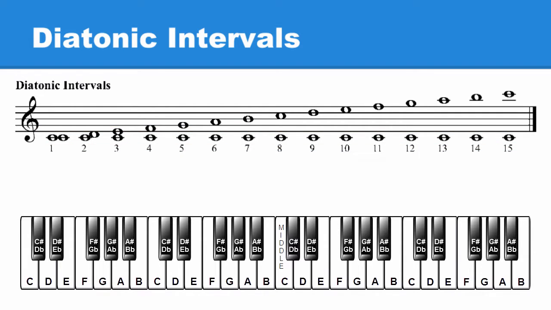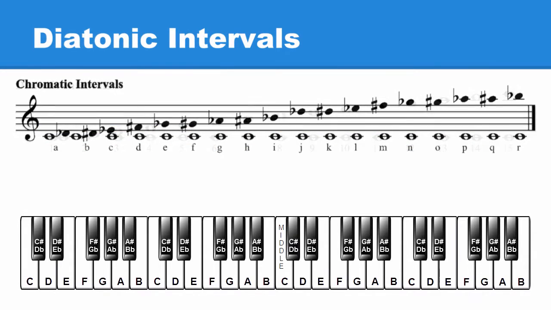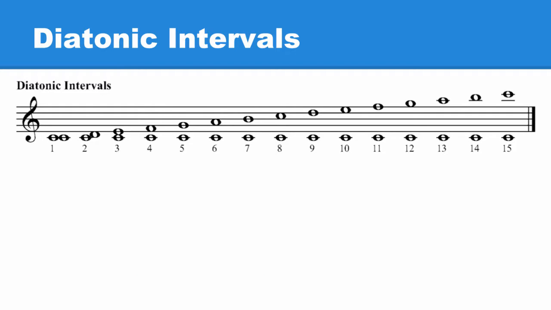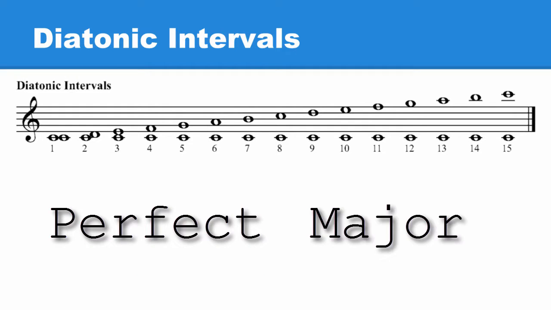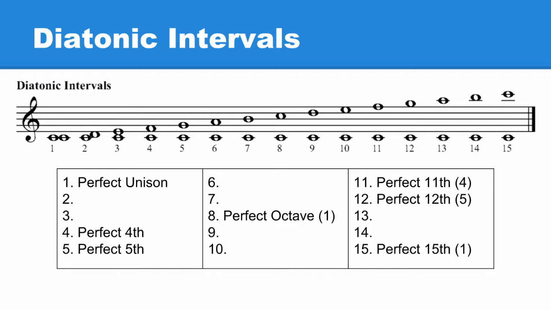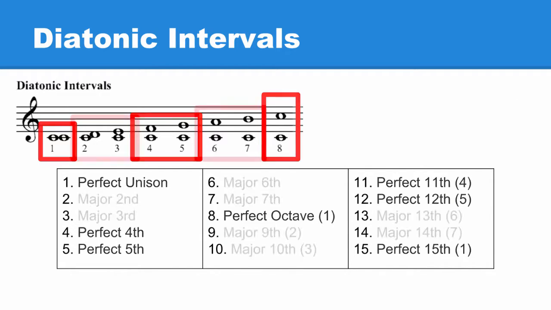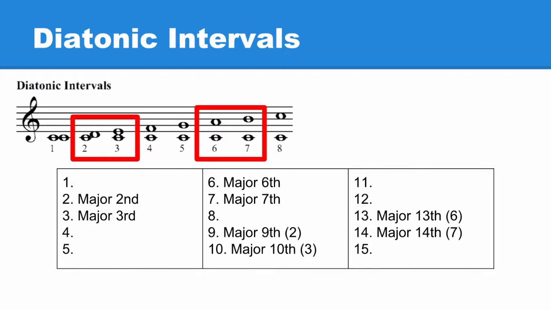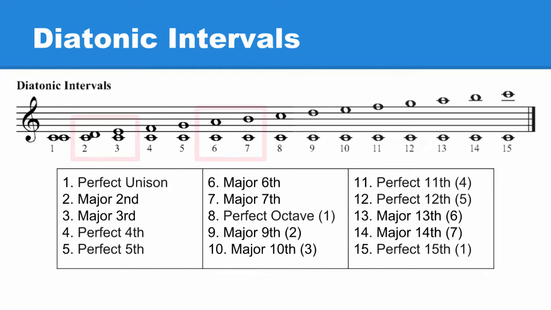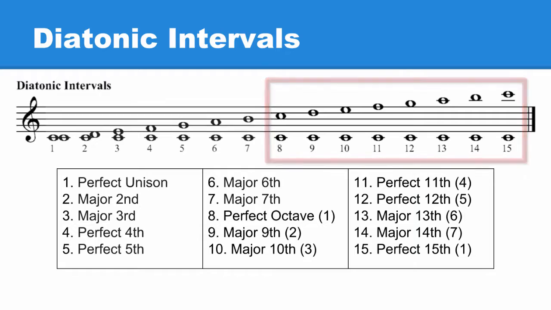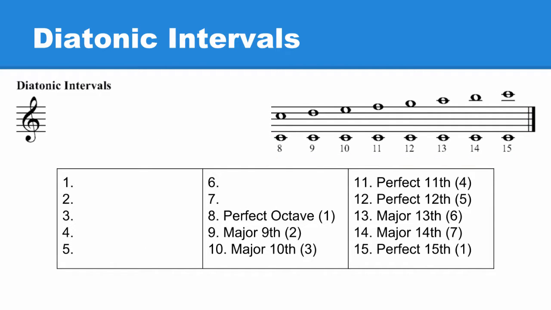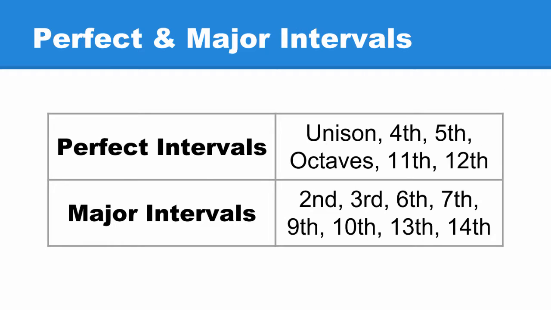If any of the scale notes are altered like these, they would not be diatonic intervals. Diatonic intervals are either perfect or major. The perfect intervals are unison, fourth, fifth, and octave. All other diatonic notes are labeled as major. As notes repeat in higher octaves, perfect and major remain the same. Here the perfect and major intervals are placed in a table.